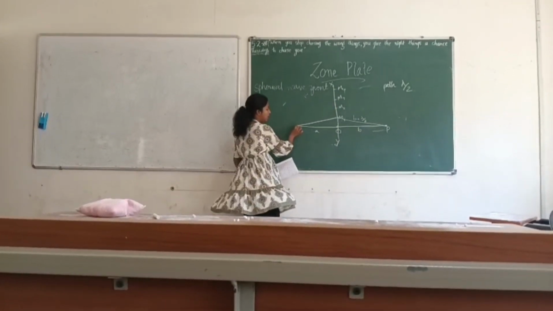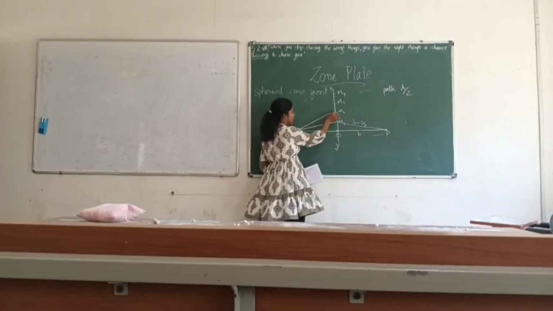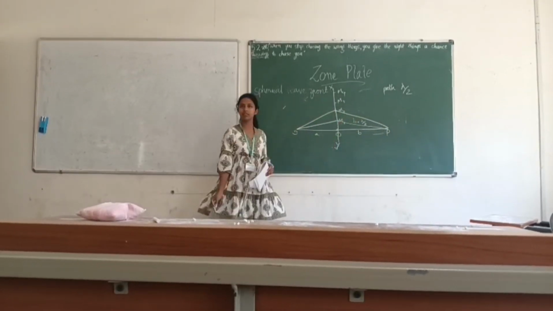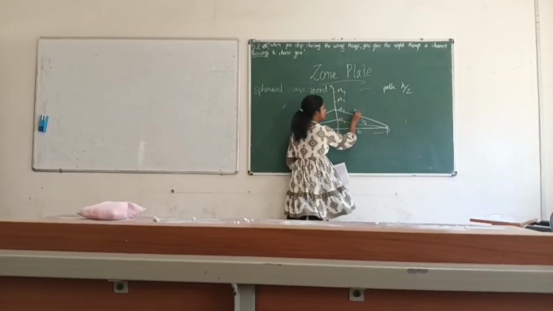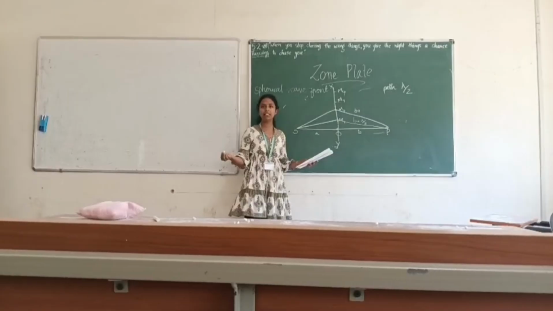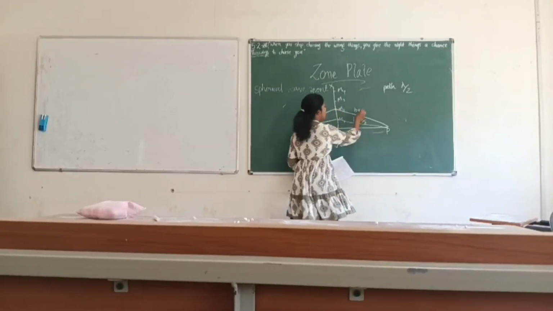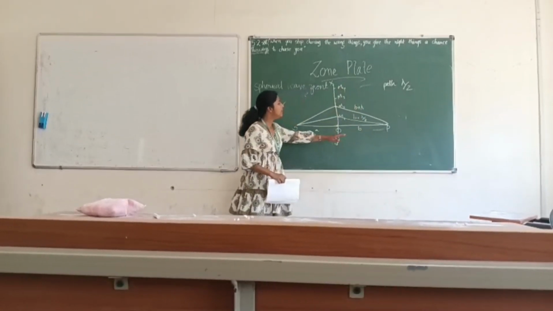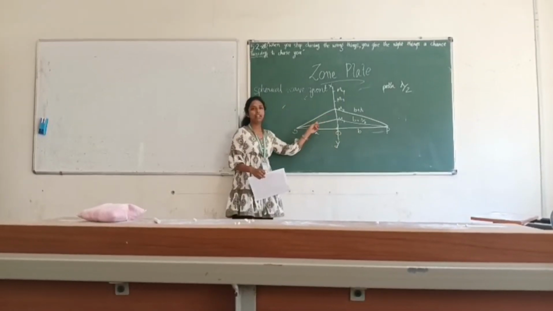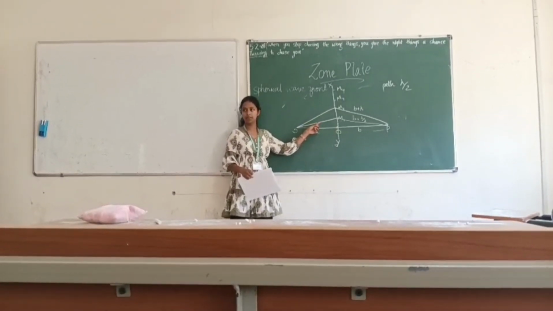And again, we are making another one. So this will be B plus 2 lambda by 2, that will be B plus lambda. So this goes on continuously. Here we got a path difference of lambda by 2. Then what will be the value here?